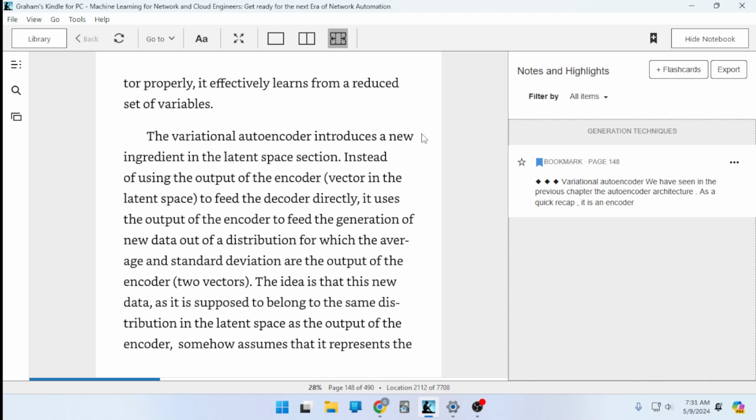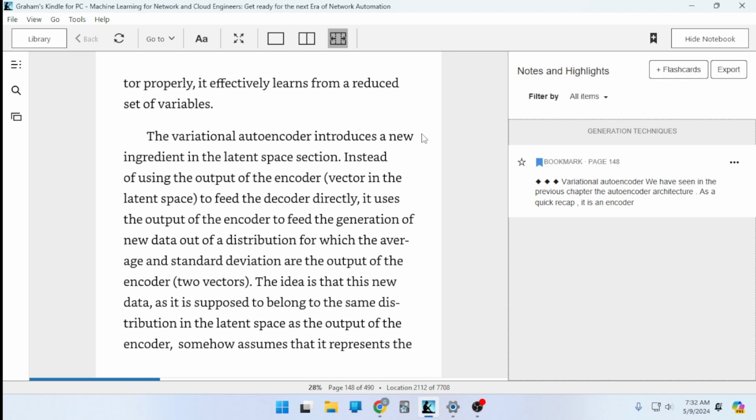The variational autoencoder introduces a new ingredient in the latent space section. Instead of using the output of the encoder vector in the latent space to feed the decoder directly, it uses the output of the encoder to feed the generation of new data out of a distribution for which the average and standard deviation are the output of the encoder two vectors.